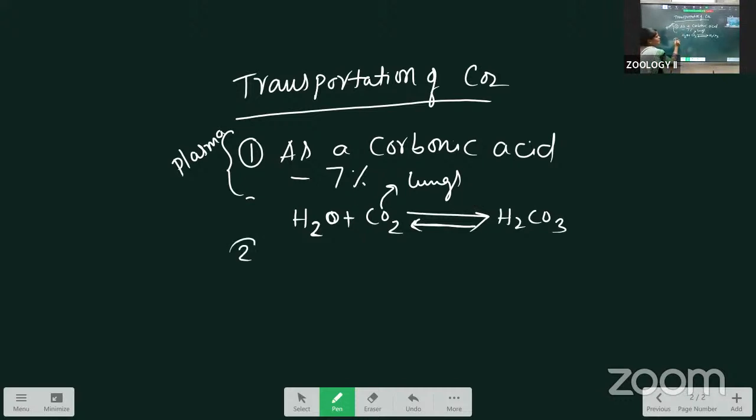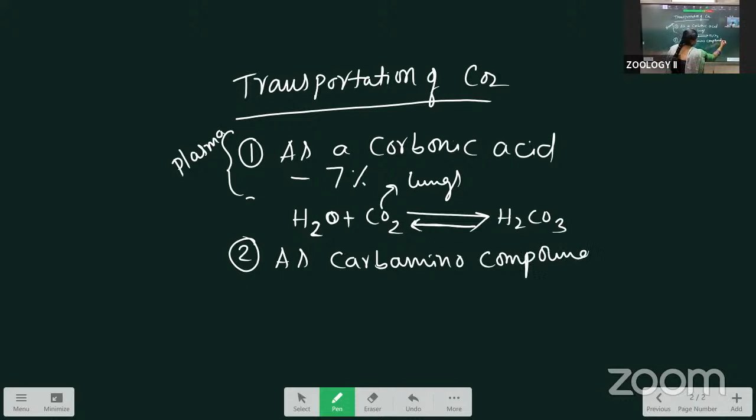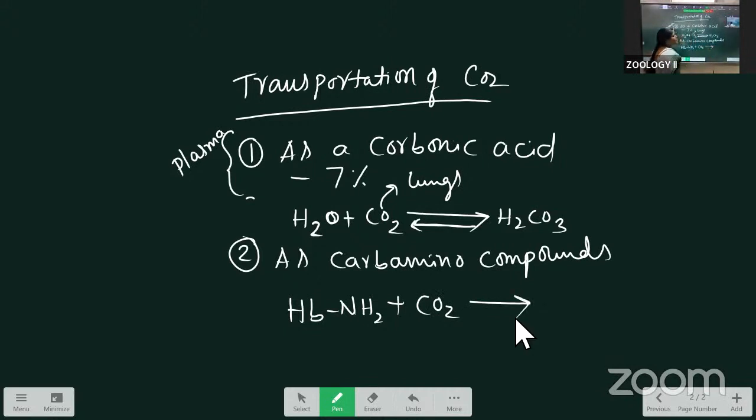Second one is the carbamino compounds. Carbamino compounds. The hemoglobin RBC contains the respiratory pigment. The hemoglobin is present. Hemoglobin has the NH2 group. With that NH2 group, the carbon dioxide is combined and forms a carbamino compound. Here, the carbamino hemoglobin is formed.